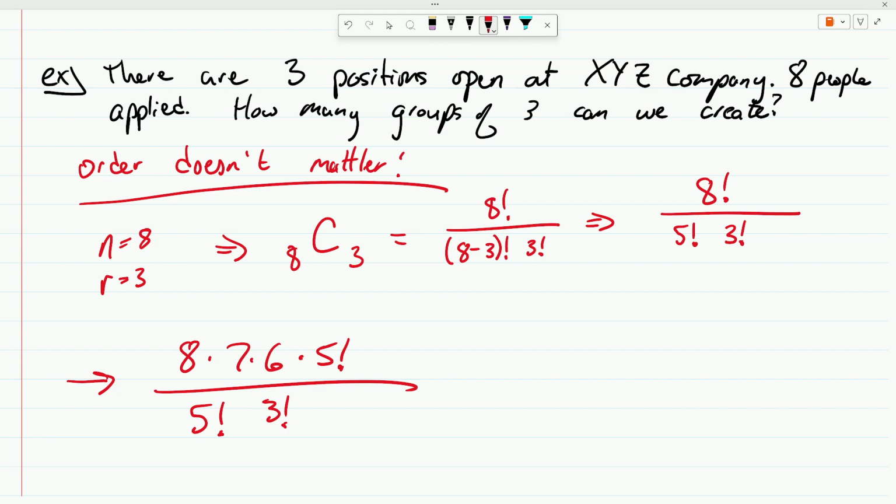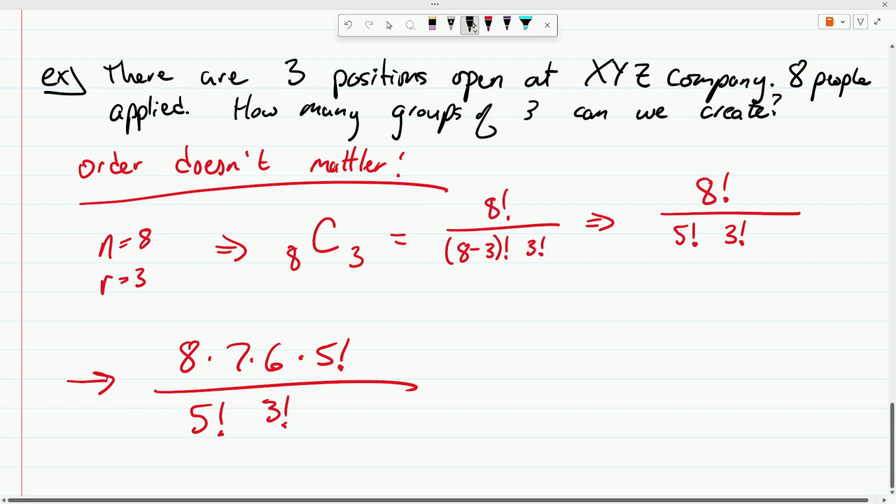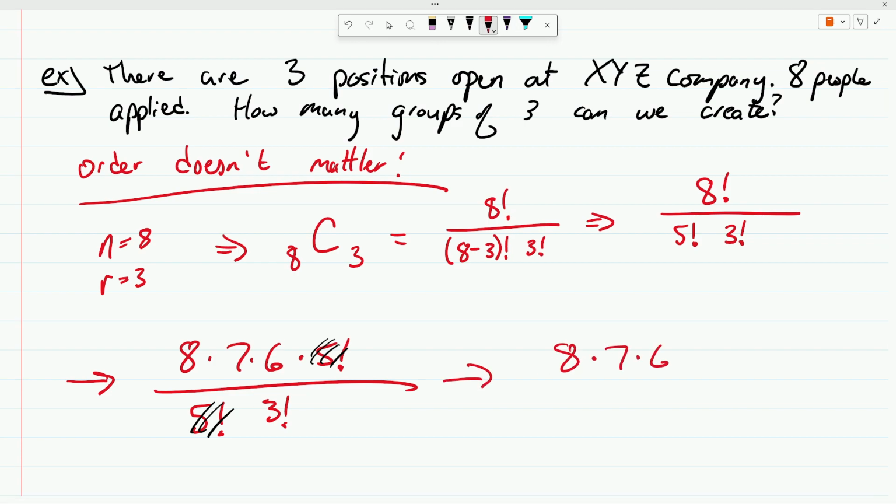Notice in the numerator, I stopped at 5 factorial because I have 5 factorial in my denominator, and I know that these factorials will reduce. So that leaves me with 8 times 7 times 6 all over 3 factorial, which is 3 times 2 times 1. However, 3 times 2 times 1 in your denominator is 6. So that reduces all of them. So the answer is 56.